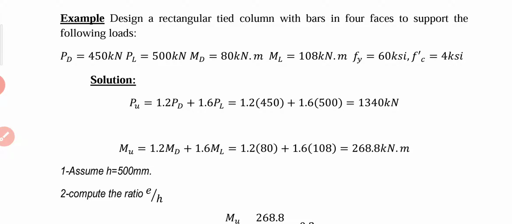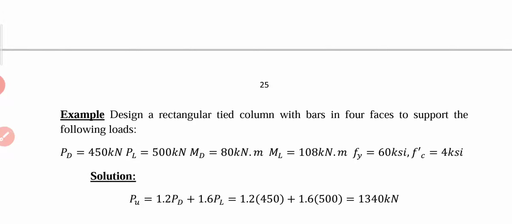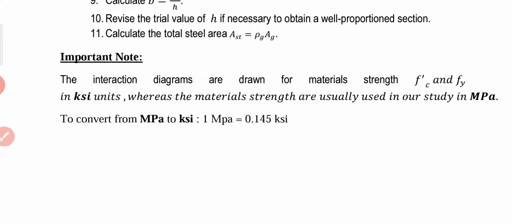So we take an example. Design a rectangular tied column with bars in 4 faces to support the following loads. In the question given here, PD equal to 450 kilonewton, PL equal to 500 kilonewton, MD equal to 80 kilonewton meter, ML equal to 108 kilonewton meter, Fy equal to 60 ksi, and Fc dash equal to 4 ksi. In which is ksi, 1 megapascal equal to 0.14 ksi.